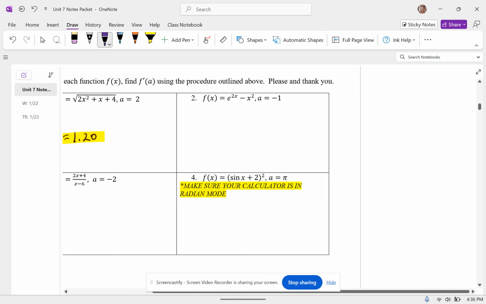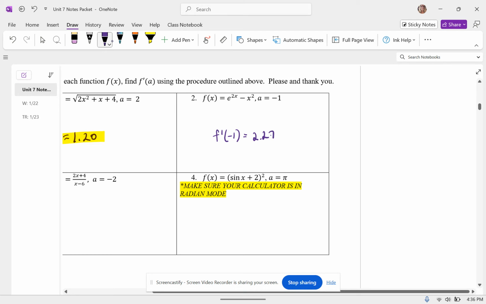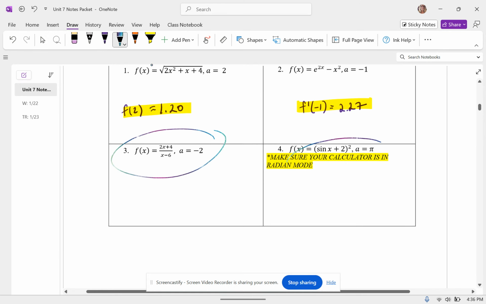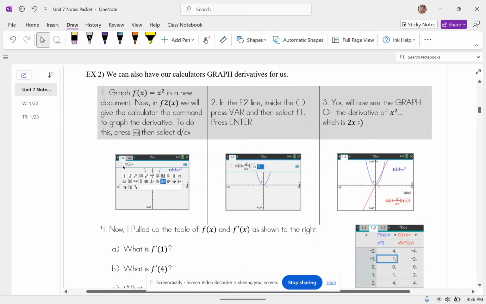So I would have f prime of -1 is equal to 2.27. Okay. So why don't you try the rest of these, pause the video, and then check your work with the key.